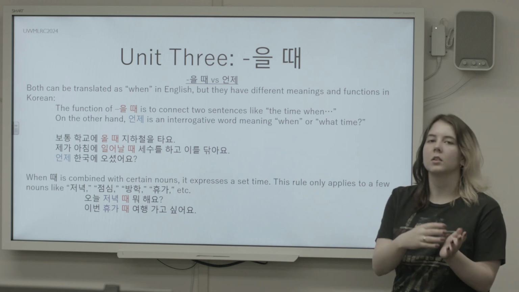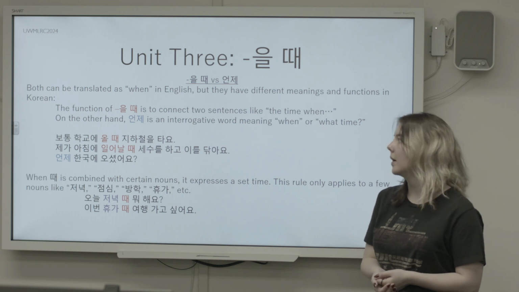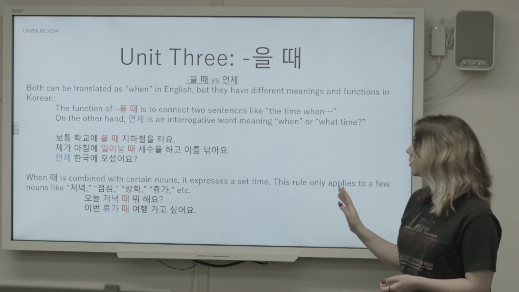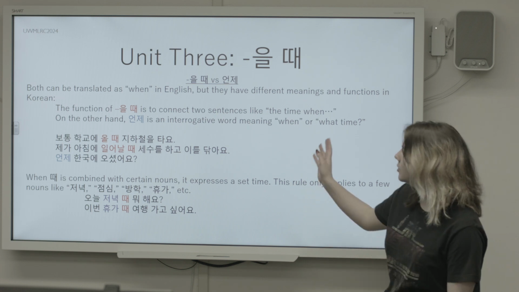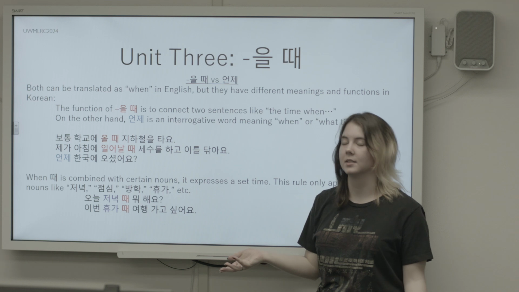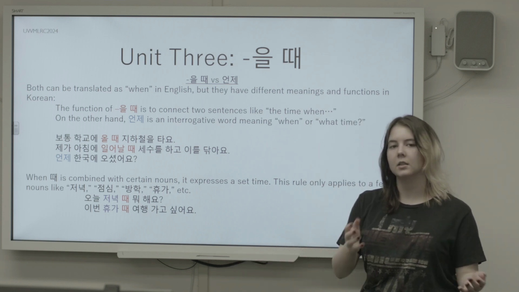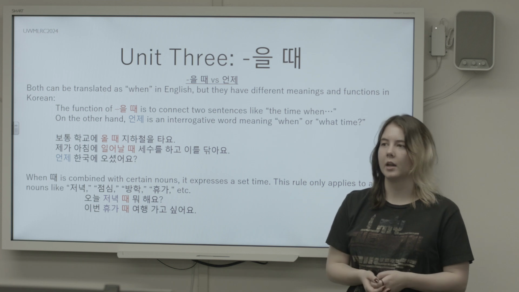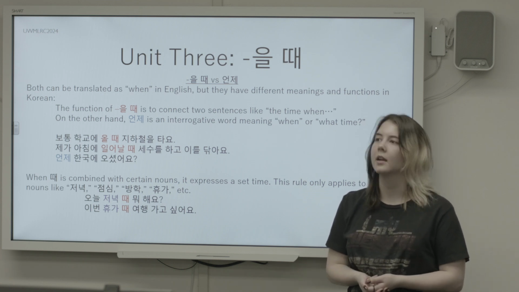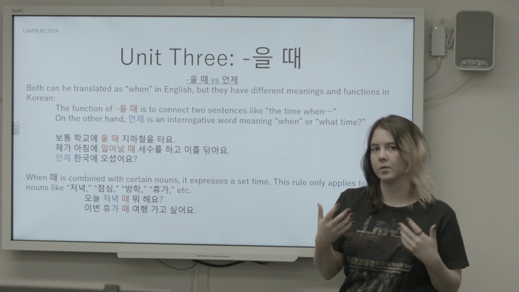Now, -을 때 and 언제 are both translated as when, so you might get them confused. However, they both have different meanings and functions in Korean, so let's go over those so you don't get them confused. The function of -을 때 is connecting two sentences, so like the time when. Like when I do something, something. When I ride the bus in the morning, I listen to music. When I read books, I sit in my favorite chair. That's when and how you use -을 때.